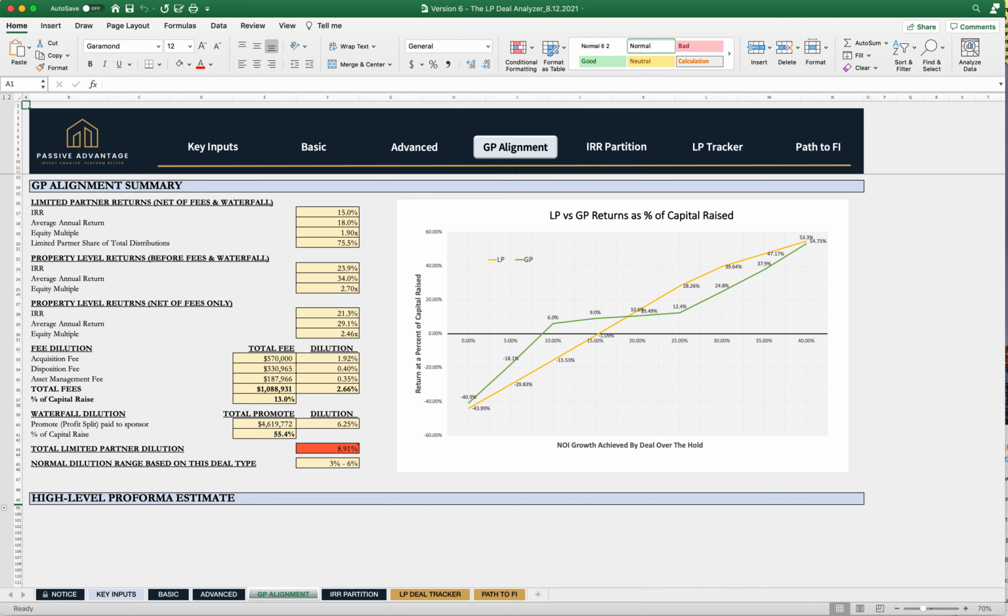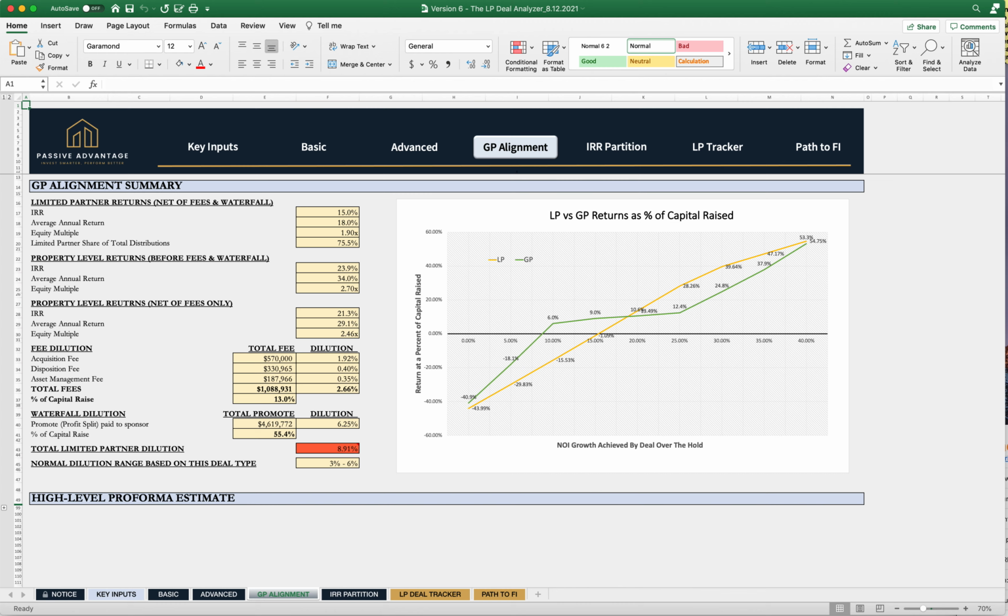First tab we're going to go over is the GP Alignment tab. The GP Alignment tab is a summary and a completely novel tool that looks at what the dilution rate is for the limited partner in a deal based on both the waterfall structure and the general partner fees. It also looks at how the return metrics are awarded to both the limited partner and the general partner as the deal performance changes based on the NOI, or net operating income, growth.